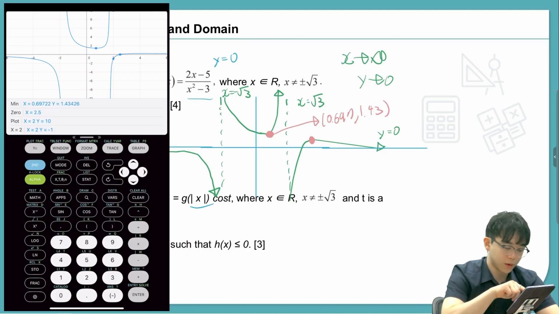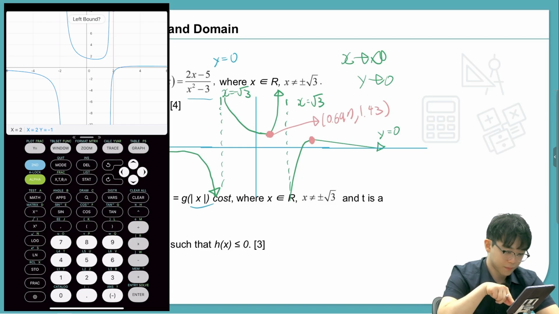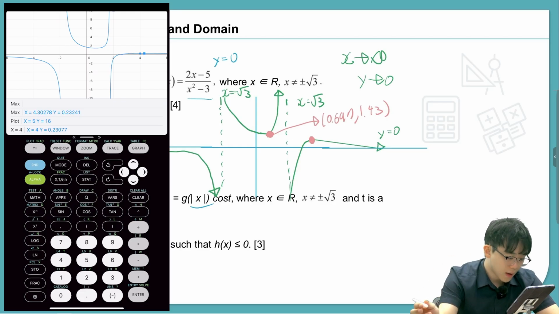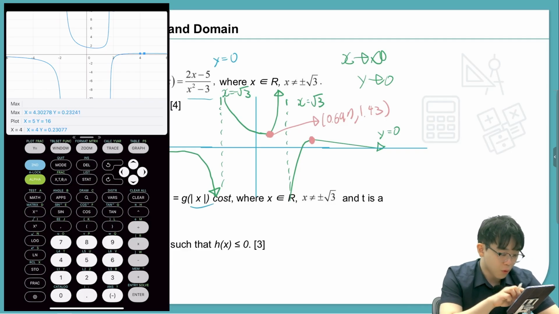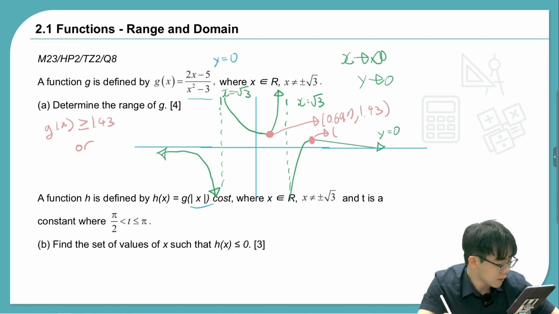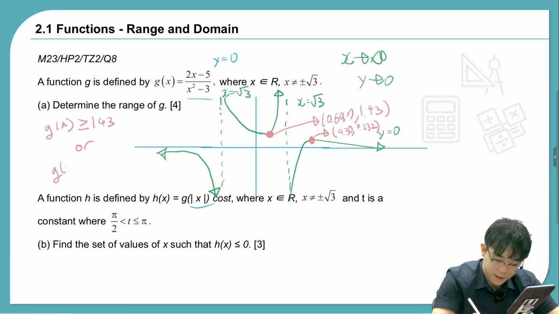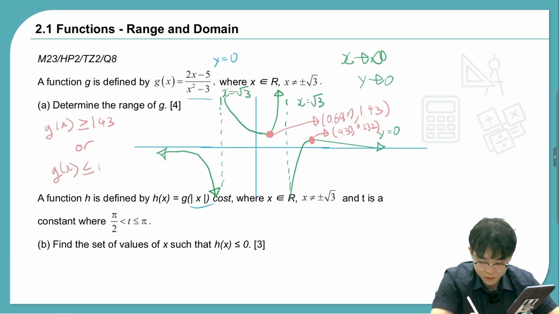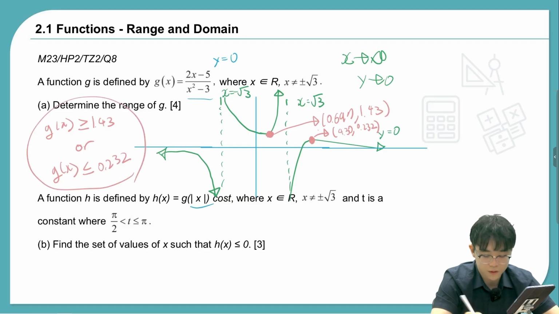or we can find the local maximum point here. Left bound I'm going to say is 2, right bound I'm going to say is 4, or actually the local maximum is going to be somewhere around 4.30. So actually this one is greater than 4. From 4 to 5, we have 4.30 and 0.232. So we have g of x is less than or equal to 0.232. So this would be the range of g.